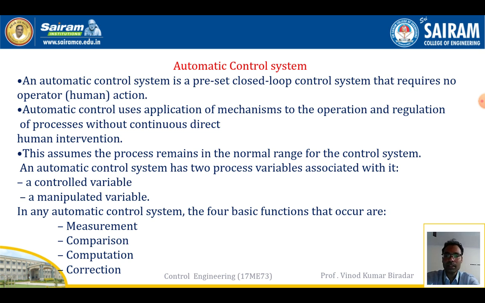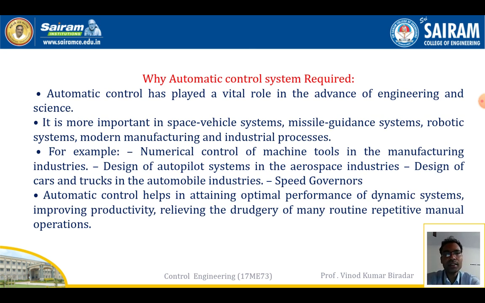Okay, so normally a control system has four basic parts, that is measurement, comparison, computation, and correction. These are the four factors required for an automatic control system. Just to understand, an automatic control system means that without a human operator, the system can work and give some output. That is called an automatic control system. Okay, why do we need an automatic control system?